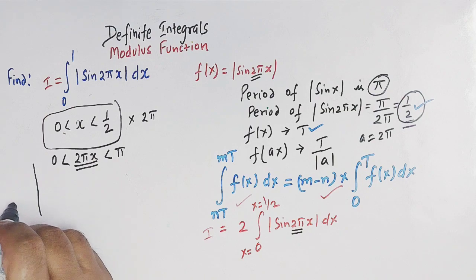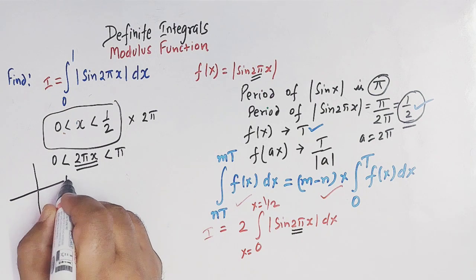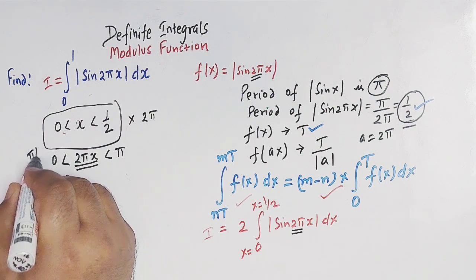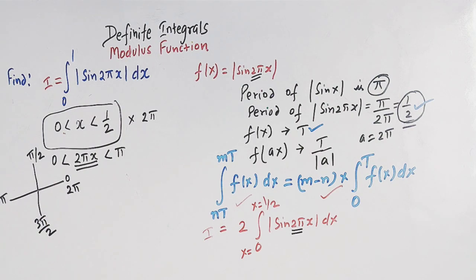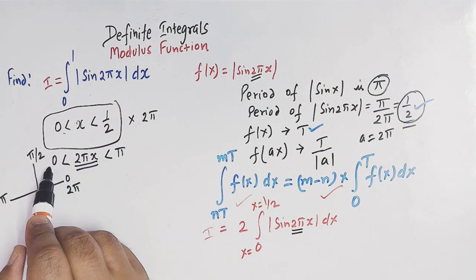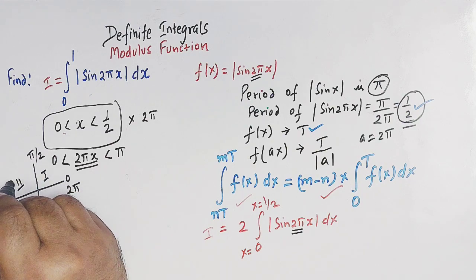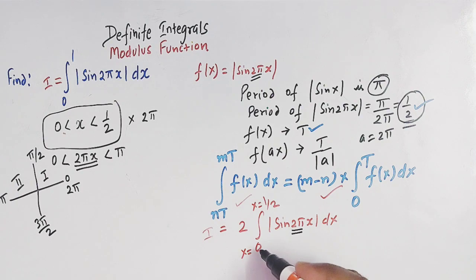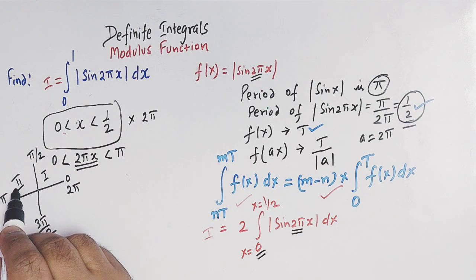And now if we see the sign convention of trigonometric functions, here we have 0, here we have pi by 2, here we have pi, here we have 3 pi by 2, and here we have 2 pi. So 2 pi x varies from 0 to pi. So it means we are confined in the first and the second quadrant. When we go from 0 to half, we are confined in the first and second quadrant.